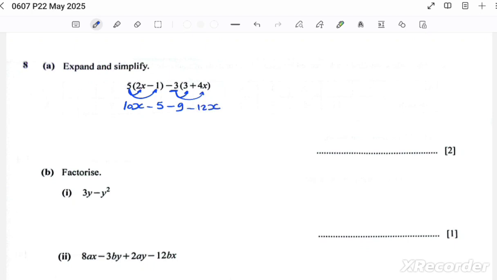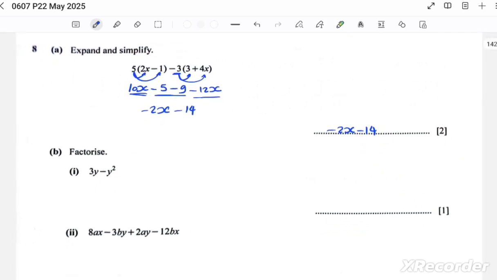Now let's collect the like terms. I have 10x -12x, it's -2x, and then we have -5 -9, it's -14. So the answer is -2x -14.